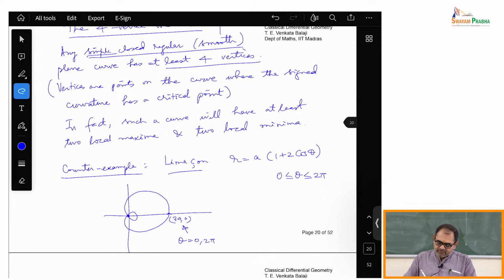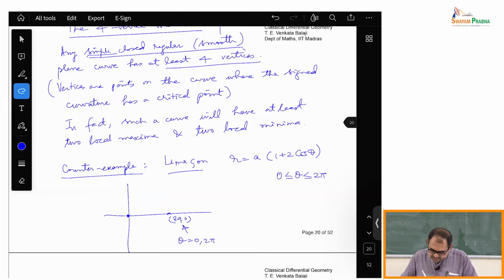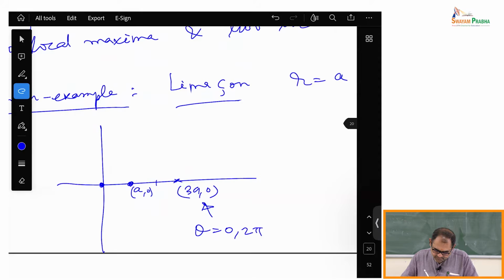Then you will have, let me draw it a little bit better the following way. If this is 3a, then I divide it into 3 parts, then this is a comma 0, this point, and I'll take the same a here, so this will be 0 comma minus a, and I'll take this point here, which is 0 comma plus a. So these lengths are all a, okay, and this total length is 3a.